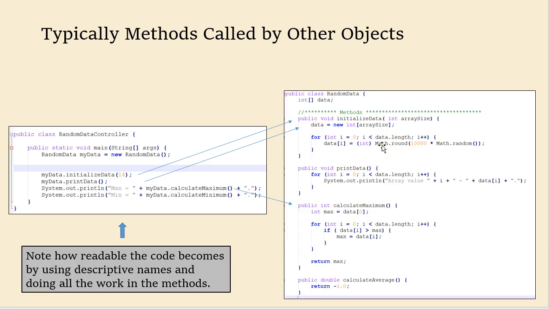So this is how your code tends to look. I think of RandomData, and again, think of RandomData as a service provider, and I ask myself, what methods does RandomData need?